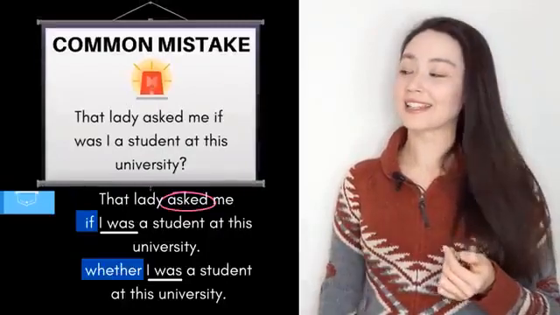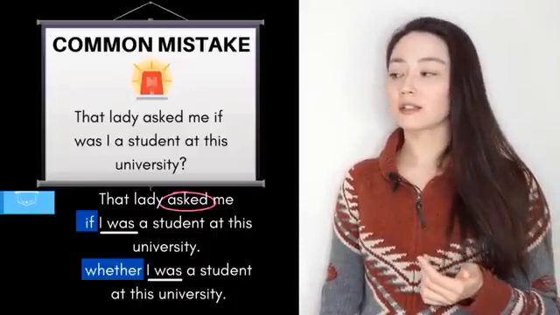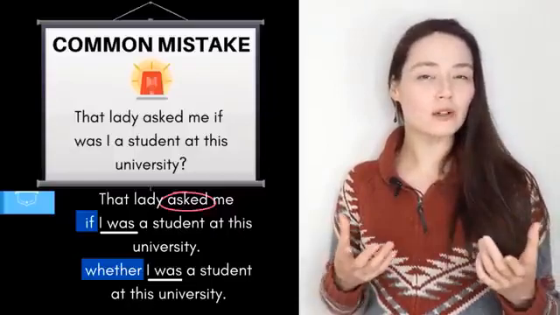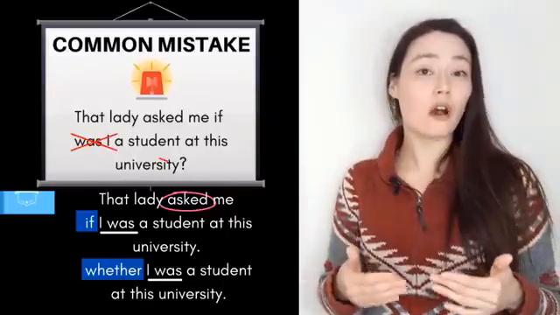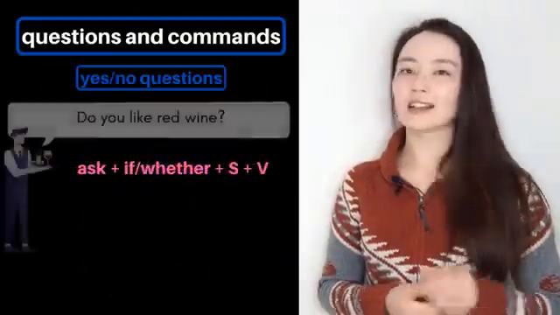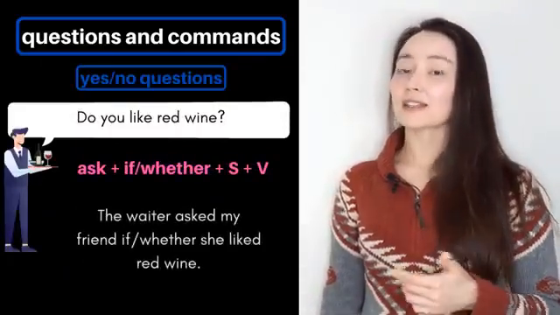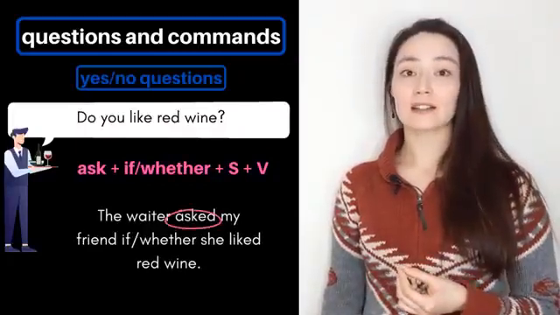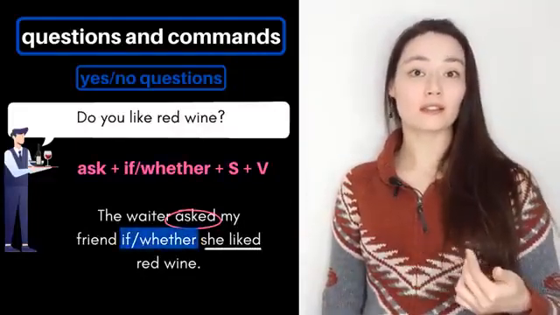Common mistake. That lady asked me if, was I a student at this university? Remember, an indirect question, a reported question, is not a real question. So you do not need to change the subject and verb, and you do not need a question mark. Do you like red wine? The waiter asked my friend if, whether she liked red wine. Ask, my friend, if, whether, subject, verb.